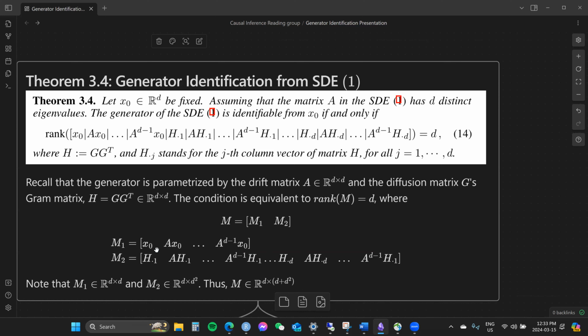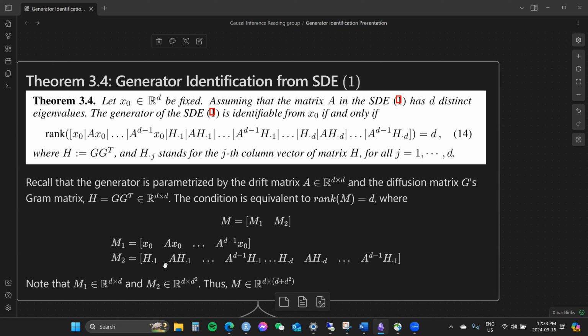There's going to be M1. You'll see that it's basically action with respect to X naught, the initial distribution. This represents an entire system of equations, which has two kinds of equations in it. The first kind is M1, which depends on X naught, and you have increasing powers of A. The second one is going to be a bigger system where you have, again, increasing powers of A, but it applies for each column of the Gram matrix of the diffusion.